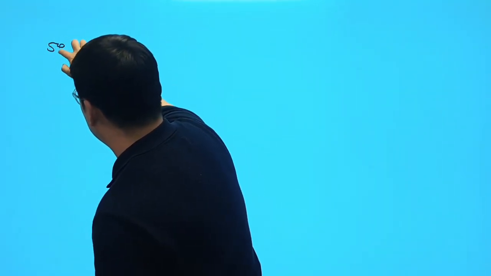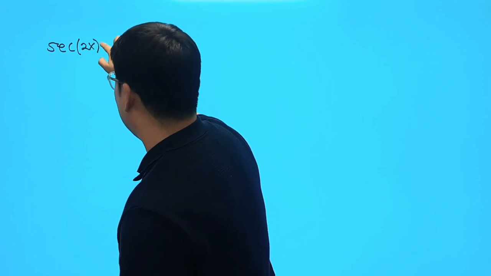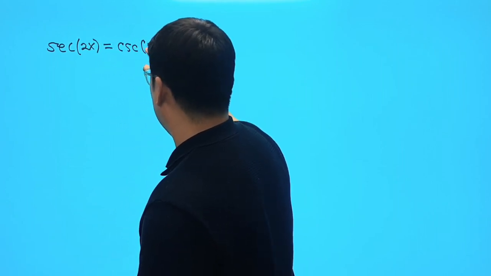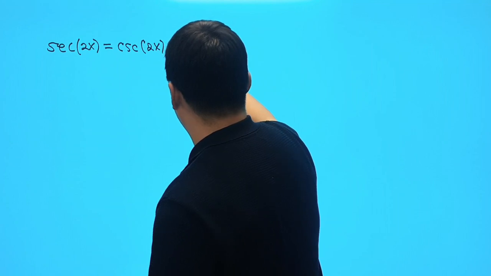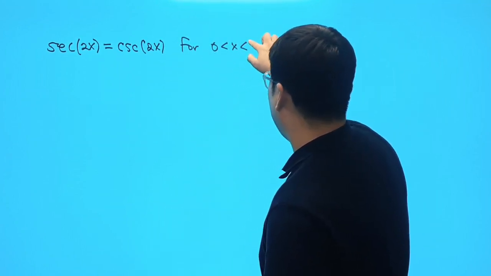Problem number 68: if secant 2x equals cosecant 2x for x between 0 and pi, not inclusive, determine the number of real solutions. Okay, so we're not so comfortable with secant 2x and cosecant 2x. So the very first idea that we might have is to switch everything into basic sinusoidal functions. So in other words, we get secant 2x equaling cosecant 2x for x between 0 and pi.